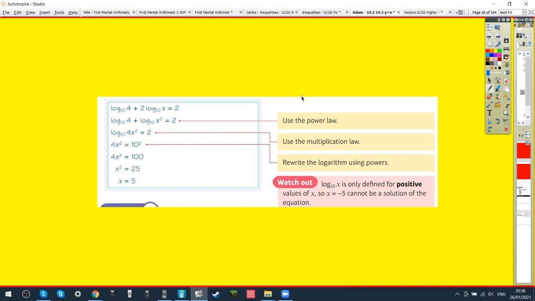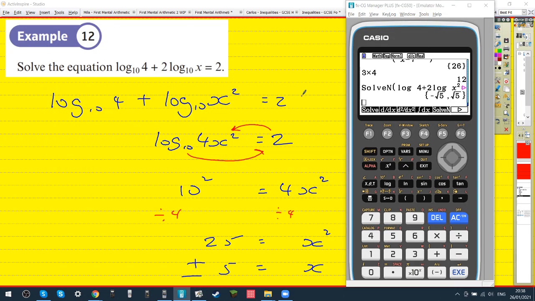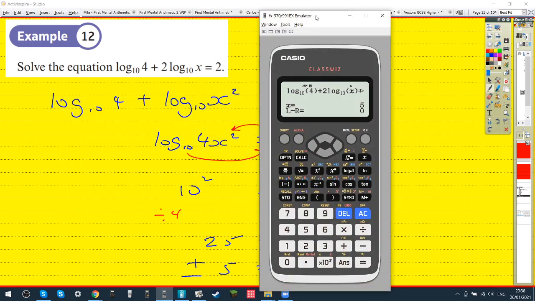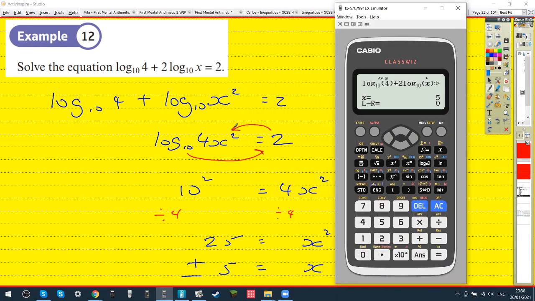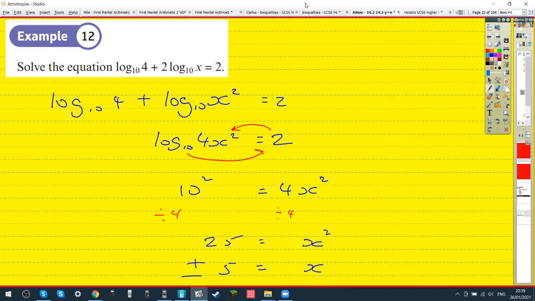Right. Let's go back to the terrible calculator that I said was wrong. X is minus 5. If we put it into the calculator, 2 log 10, and we said x is 5 or minus 5. If I put in minus 5, maths error. Log can't be negative, so it has to be 0 or above. I think it can't even be 0.